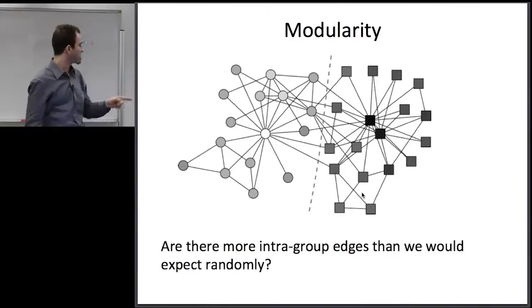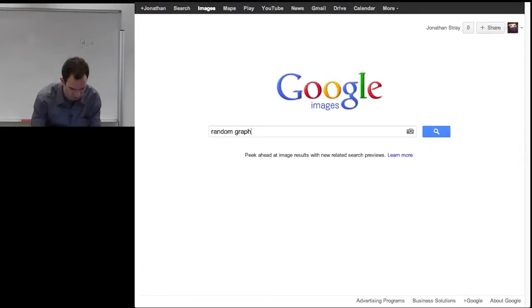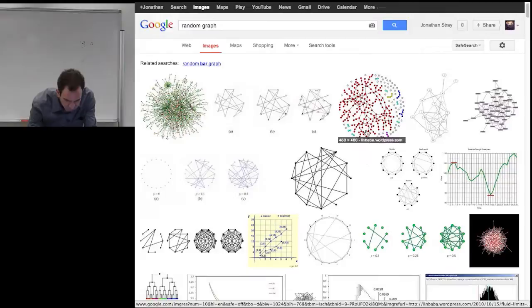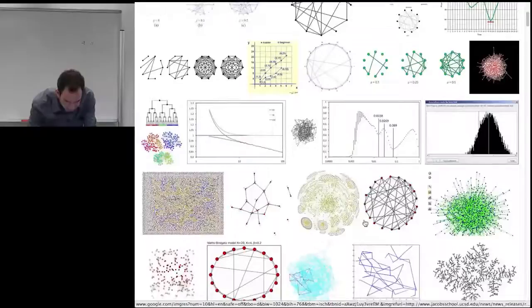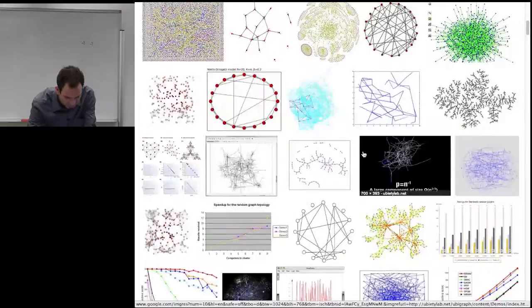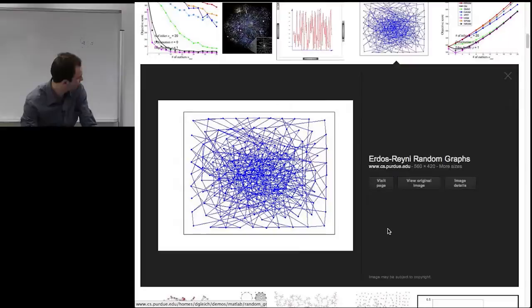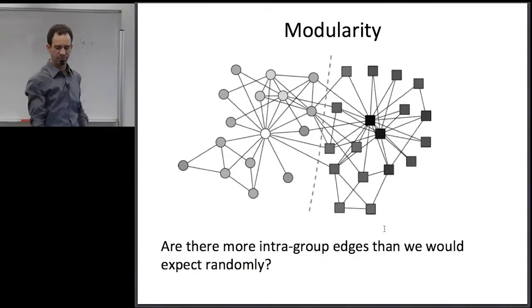A random graph looks like, let's see if we can find a random graph. Yeah, that's a random graph. That's a random graph. Here's one way to think of a random graph: it doesn't really have any structure to it. There's not really any good way to break it up. But if it's actually a community, then there's a way to break it into two. So here we go. We're going to count.